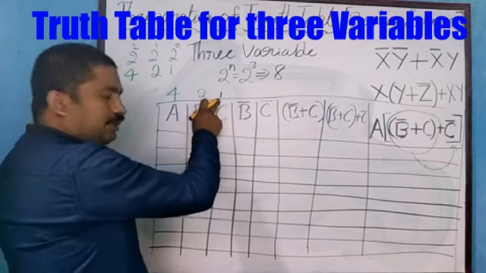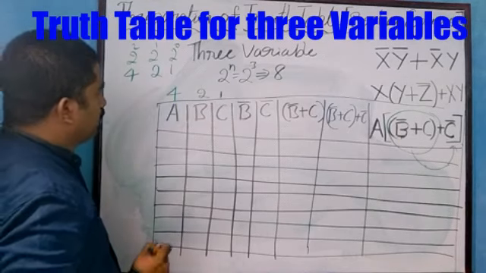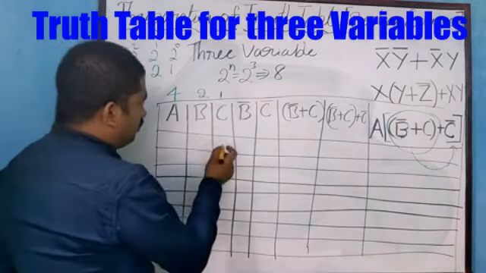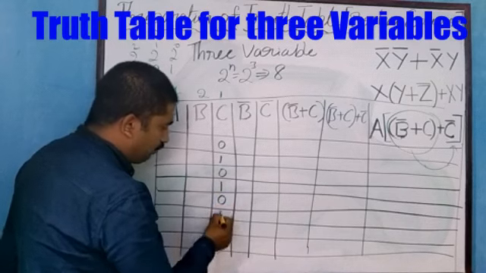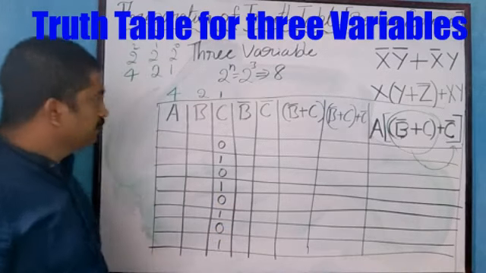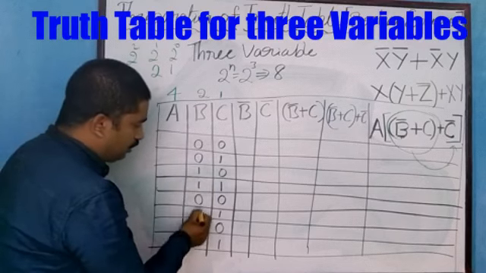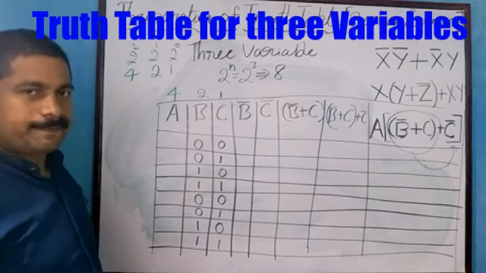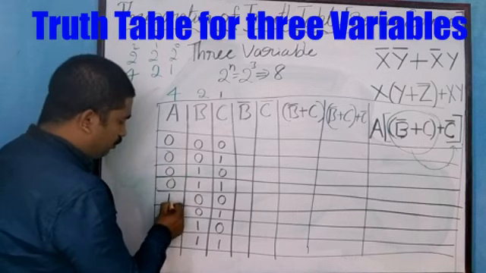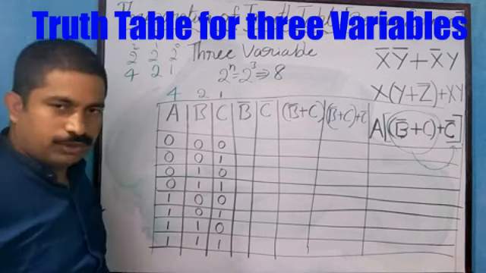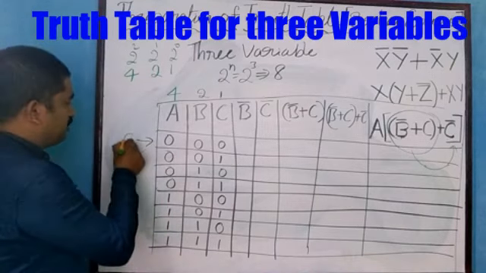Now on the C you can just mention 1, on the B just mention 2, next mention 4. So we can substitute. 1 means 0 1 0 1 0 1, alternating. Next, 2 means substitute two 0s, two 1s, two 0s, two 1s, finished. Next, 4 means substitute four 0s, four 1s.